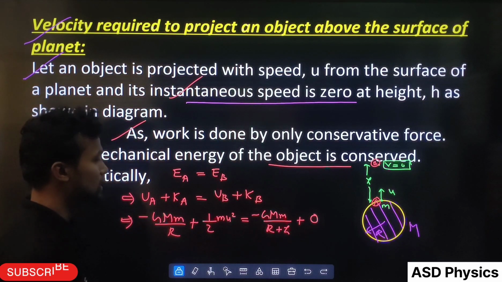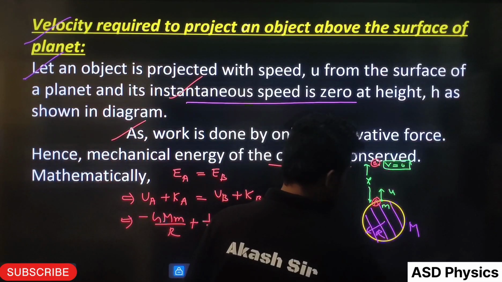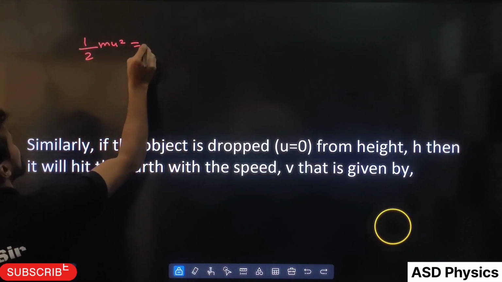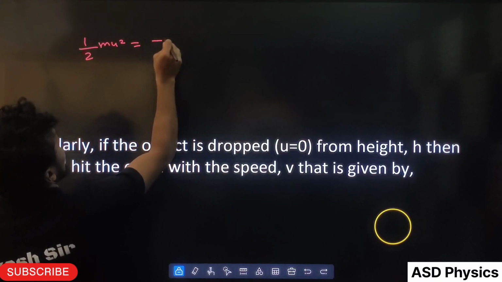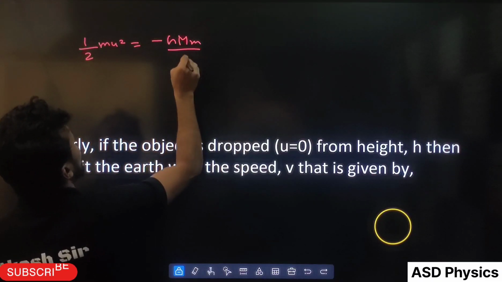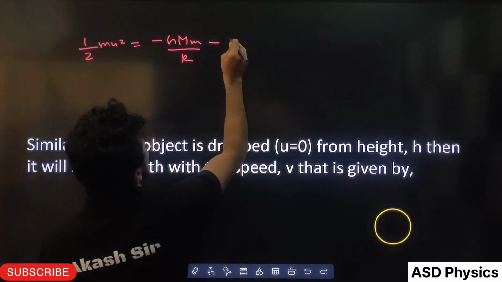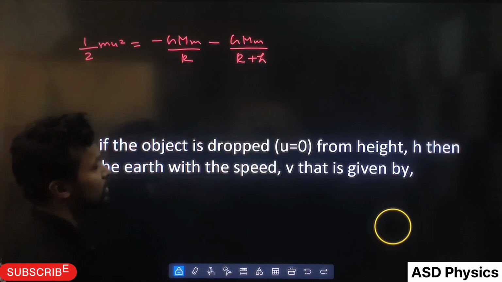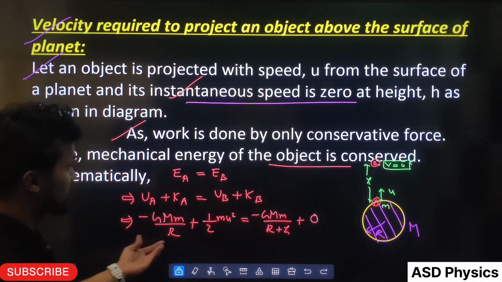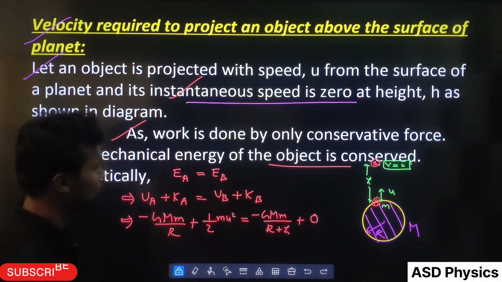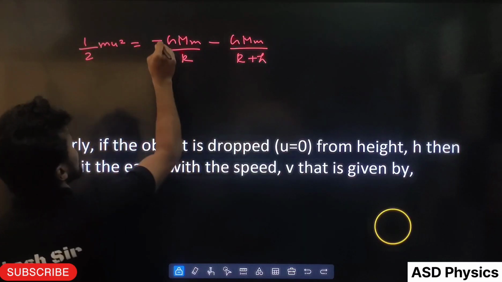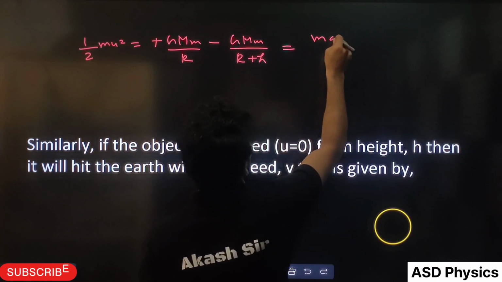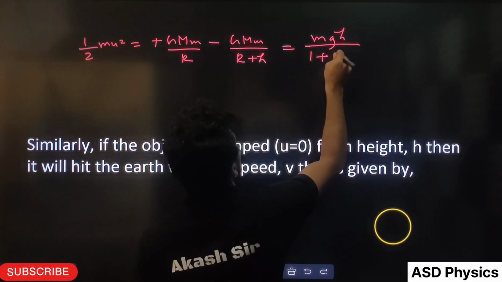Now we will just simplify this. Half m u square is equal to minus GMm by R and minus GMm by R plus h. Let us check that we are going correct here. This is GMm by R plus h, and the minus will go and that will become plus. And after simplification, as in the previous case, we get mgh by 1 plus h by R.